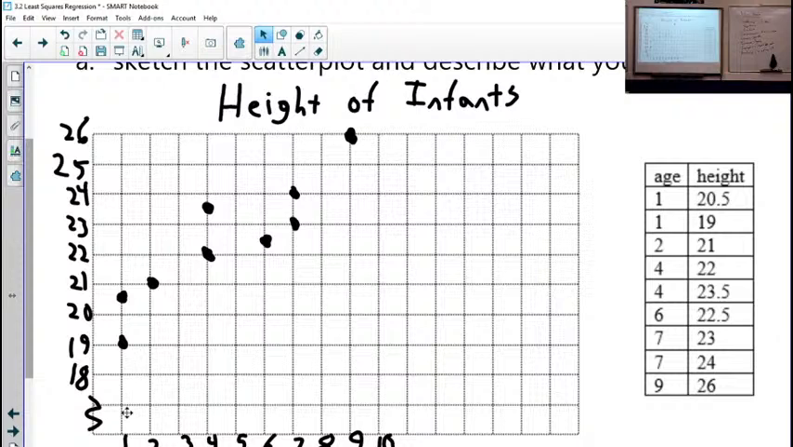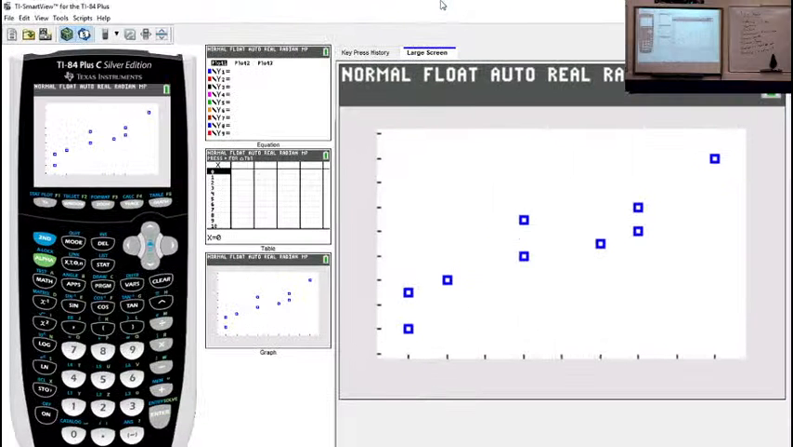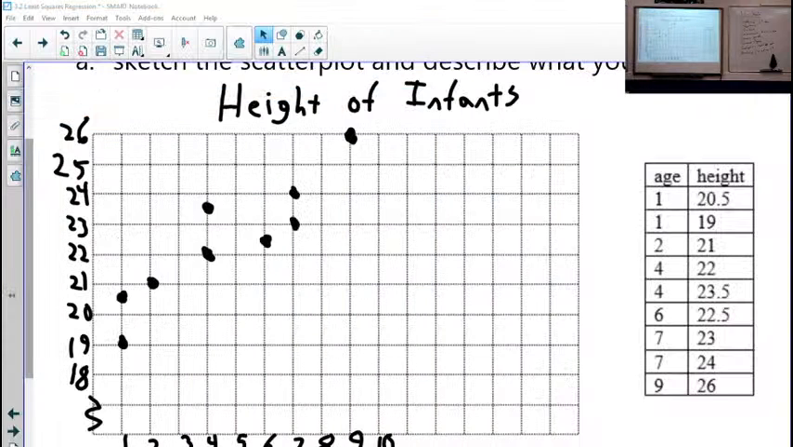Here's the magic of putting the answer on the next slide. I've done it. Here's what I got out of the calculator. When I put it on the calculator and told it to give me the scatter plot, that's what it told me. Here's what I did by hand using the scale that I put on here.